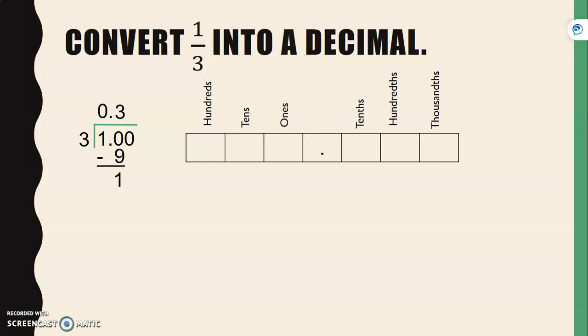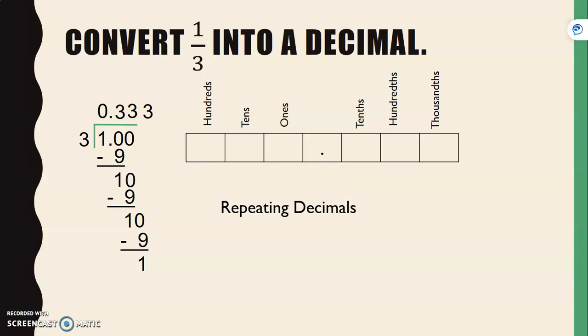So 3 times 3 is 9, subtract to get 1, bring down the 0, 3 into 10, 3, subtract 9, get 1, and then bring down the 0, it's 10, and then, wait, what is happening here? Oh no, it's repeating. It's never going to stop. It's just going to keep going 3, 3, 3, 3, 3. We call these repeating decimals.